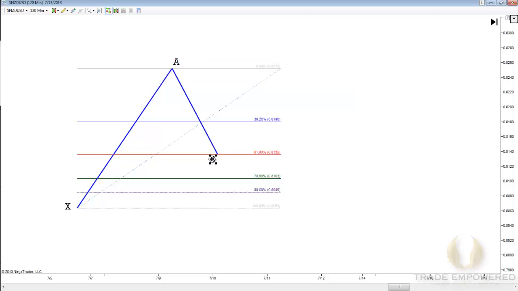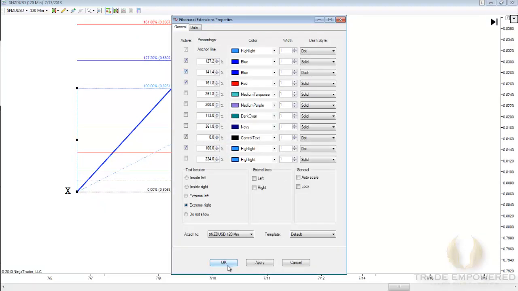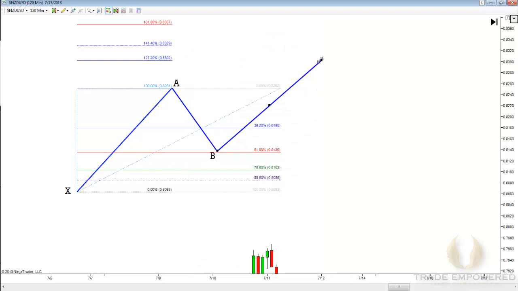Next thing I'm looking for is my C leg, which is going to come by taking my Fibonacci extension tool, taking the low swing, so my X leg, to the high swing, which is my A leg, and looking for a minimum of 127.2 extension to be hit. Just like in the B leg, price action can push up to the 1414 extension. The wick of price action can spike beyond it. As long as the candle doesn't close beyond this 1414 Fibonacci extension, then we have a valid C leg.